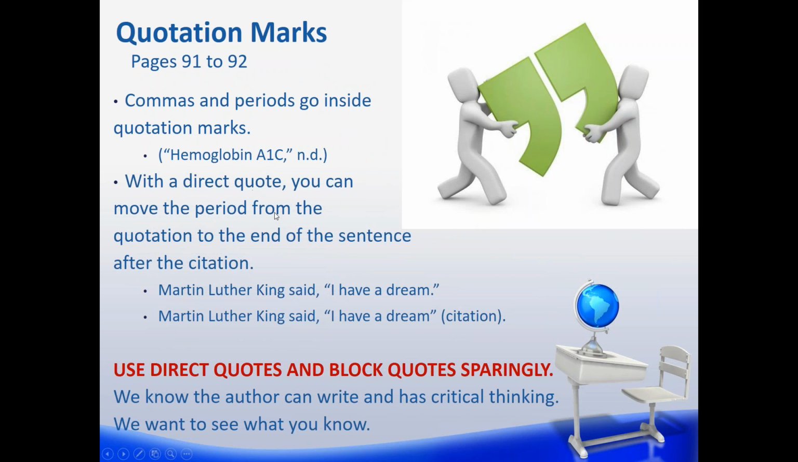Quotation marks are used with titles of articles and with quoted material, and the periods and commas go on the inside. This is an in-text citation where there's no author. And here's quoted material. So I'm going to have the period on the inside. If I had a citation for this, then I have permission to move the period from the end of the quotation to the end of the sentence.